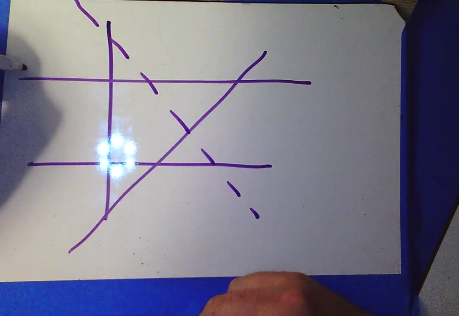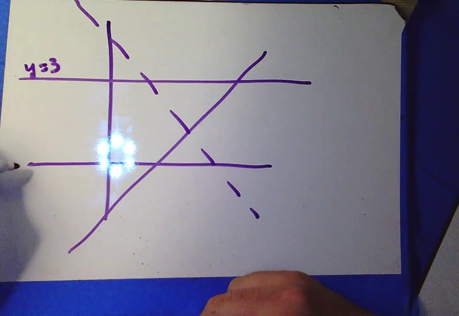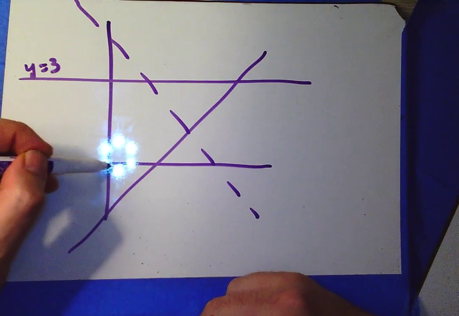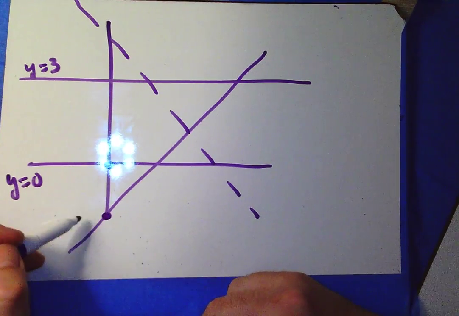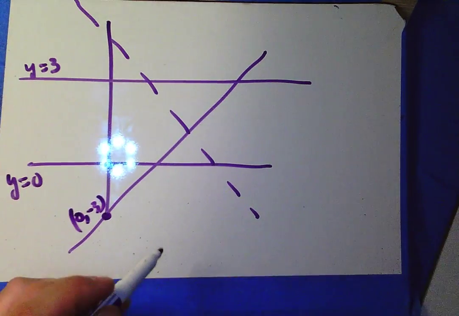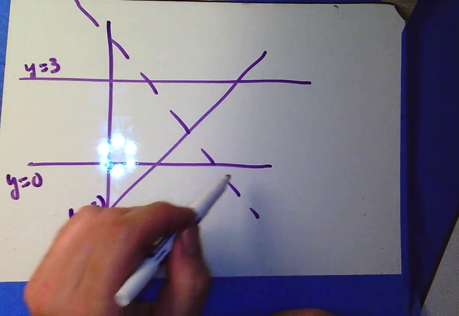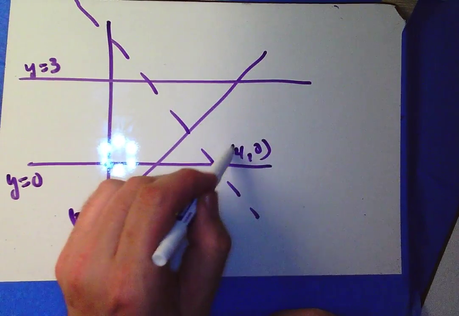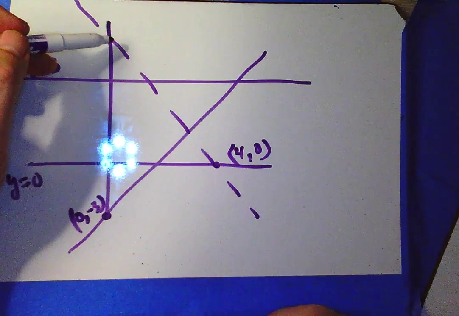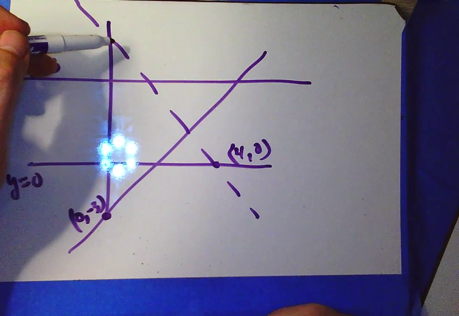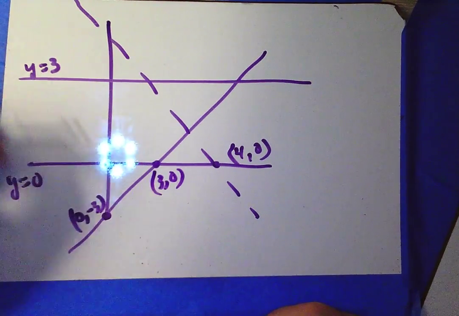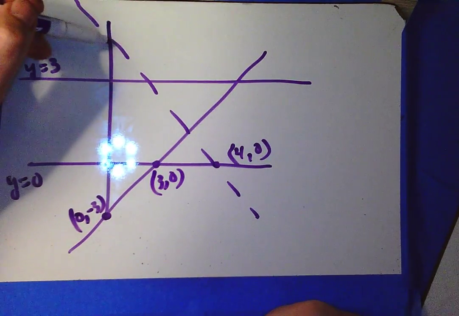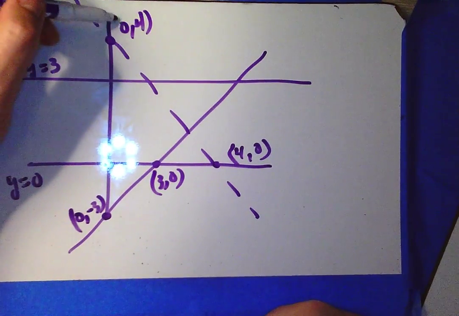There you go. So this is y = 3. This is y = 0. This is the origin. This is the point 0, -3. This is 4, 0. And this is 3, 0. And this is 0, 4.